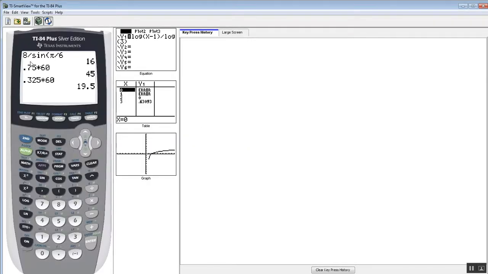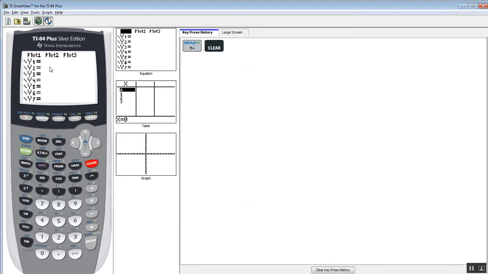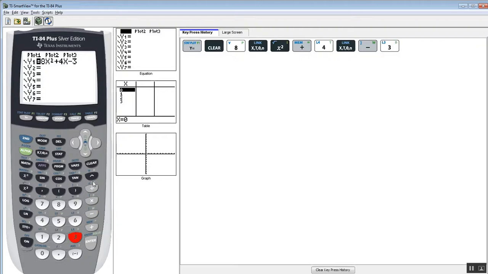Okay. First thing I'll do is I'll go to y equals, clear, and I'm going to put 8x squared plus 4x minus 3. Although there is a little shorter way to do this, I'm going to show you a method that will simplify part of it. I'm going to go to the table setup, so I'll do second and then the window.